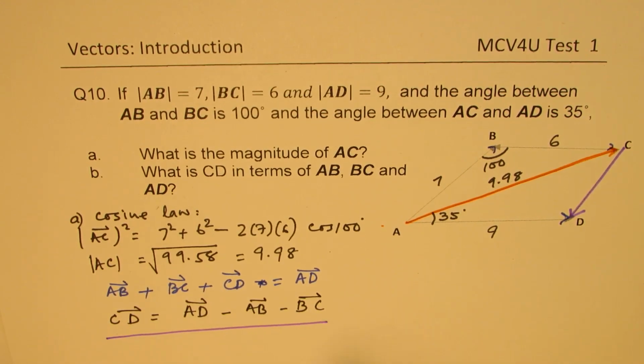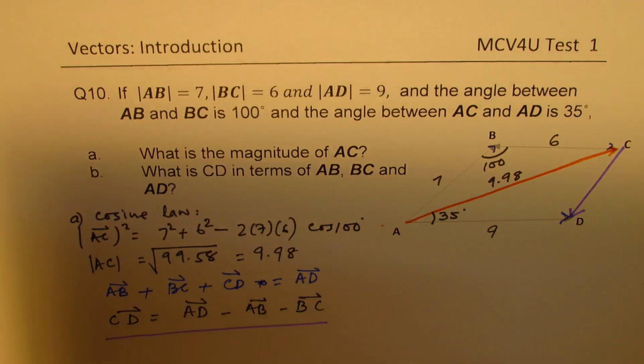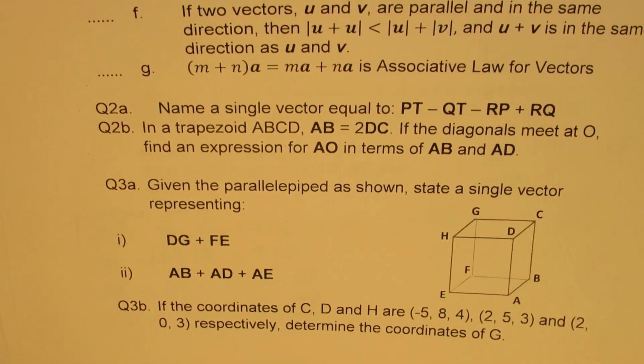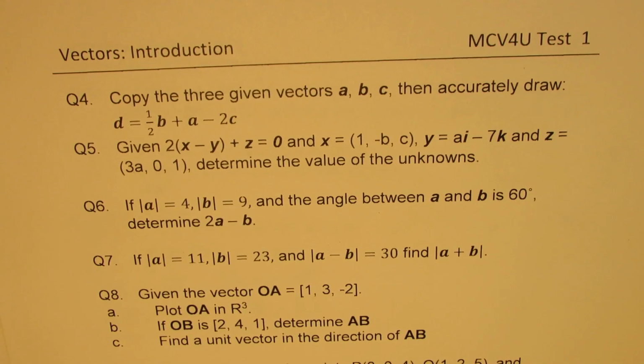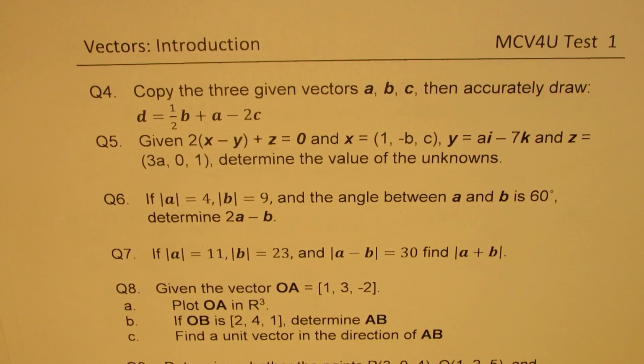So with that, we complete the whole test paper. I hope you find it interesting and useful. This is indeed a very good paper to start with. So here are the questions which we just solved. Multiple reasoning questions for true and false, and basics about vectors. Now, since this is a real test paper, it should really help you to get very good marks in this paper, MCV4U vectors.